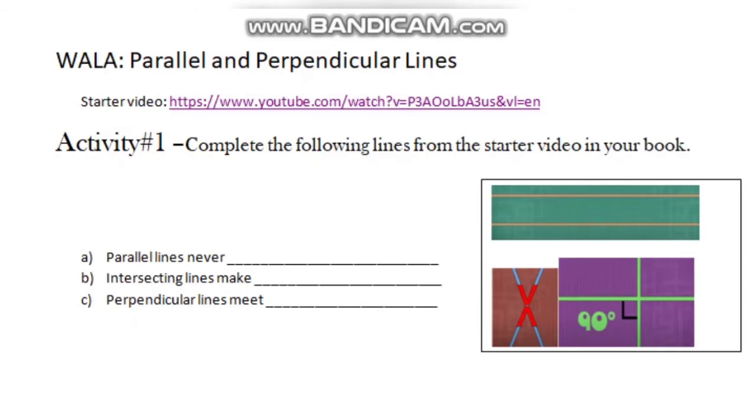Okay, so you're looking at parallel and perpendicular lines today, and by now you should have watched the catchy little starter and can understand that parallel lines never meet, right? That's the answer. And intersecting lines look like a letter. What letter is that? I hope you said V. And perpendicular lines meet at 90 degrees, which we're very familiar with now because we've been working with right angles. So make sure you fill in the blanks. You can just write those sentences in your book under your date and voila.